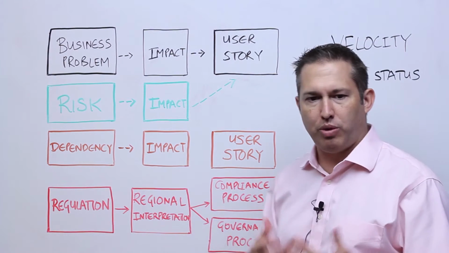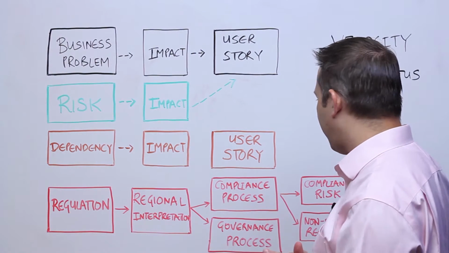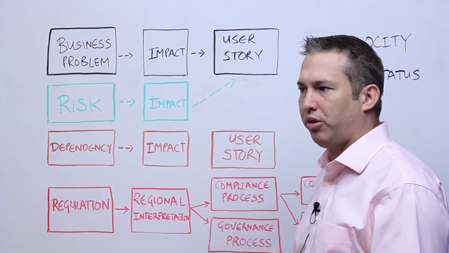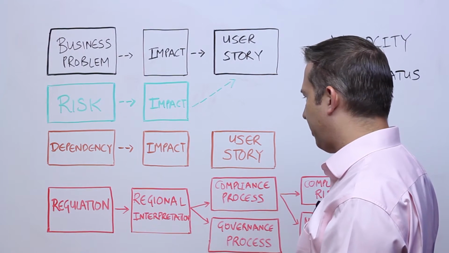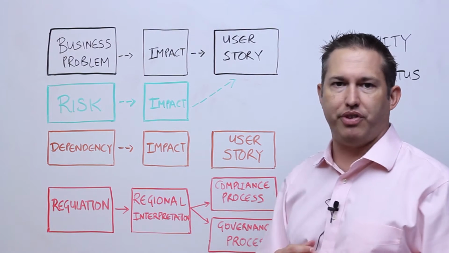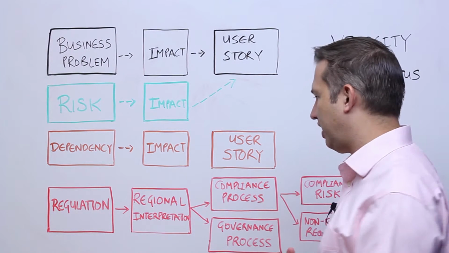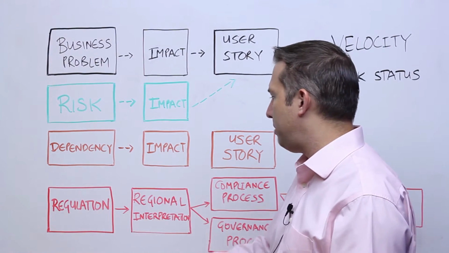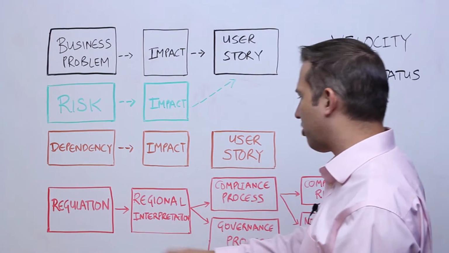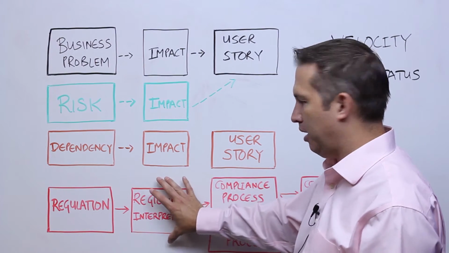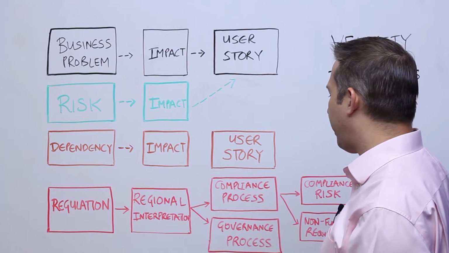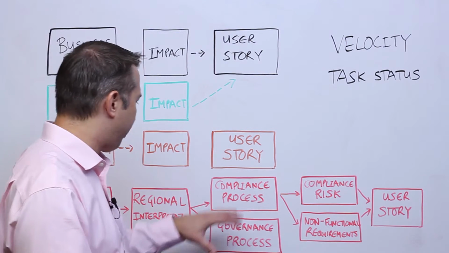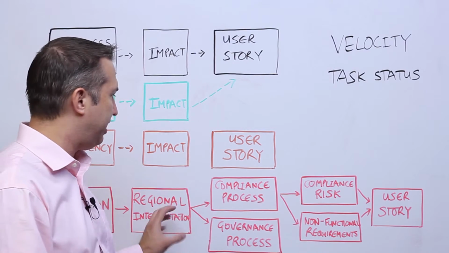The other reason we want to be transparent from the business side is just to provide the development team a little more context around why it is that they're developing something. So, for example, if we're working on something that's compliance related, in our requirements management tools, we might define a regulation that we're trying to adhere to, a regional interpretation around that regulation. We might have some compliance and some governance processes that we're trying to put into place in order to meet the needs of that regulation.